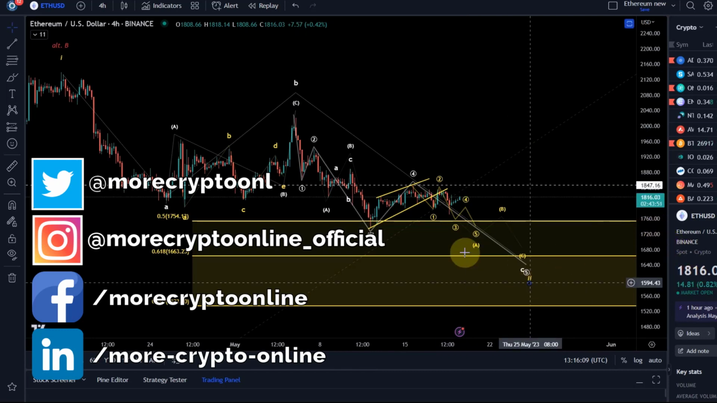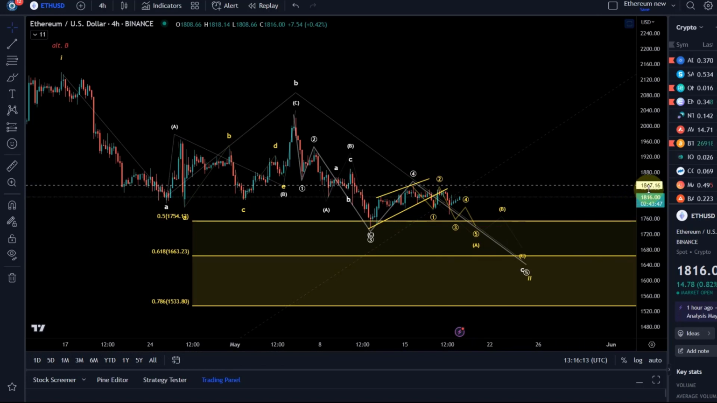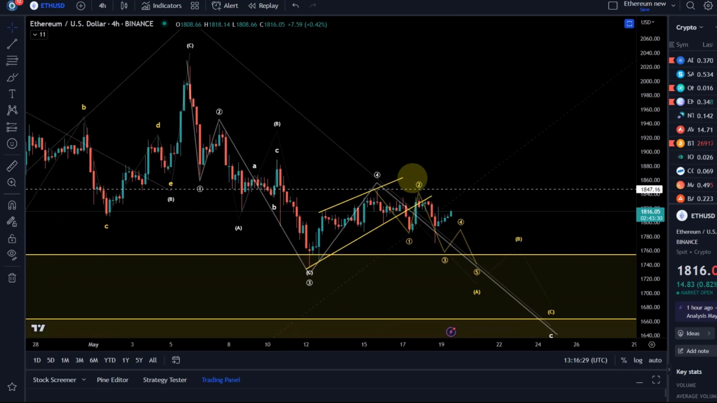So price is currently at around 1816. That is still below our pivot point at 1847. It's very simple. Below 1847 we are looking at lower imminently in this particular structure with a possible target around 1660. If we break above 1847, then it unlocks different possibilities, unfortunately, due to the current price structure.